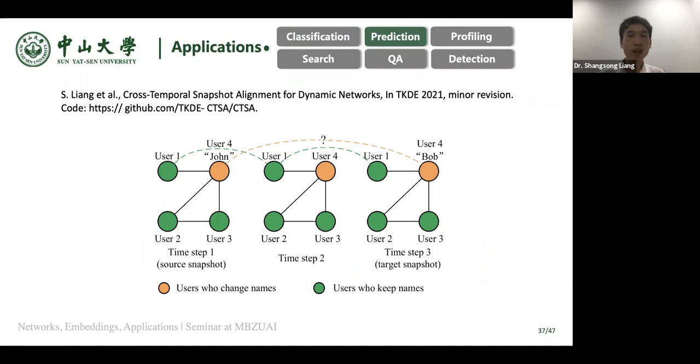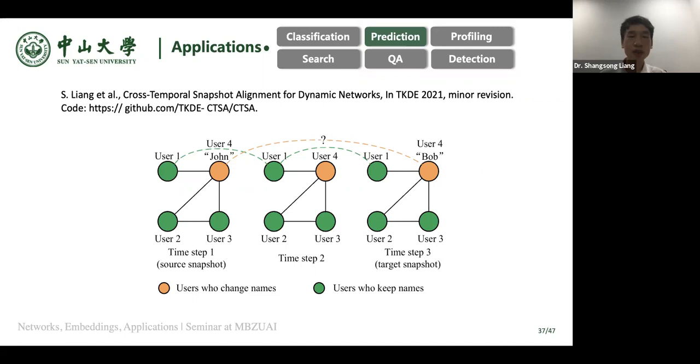And also, last week, we just had a paper accepted by one of the top data mining journals, that is TKDE. In this paper, we try to do a network alignment task. Given a network changing from time to time, can we predict if two nodes across different time steps have the same ID?